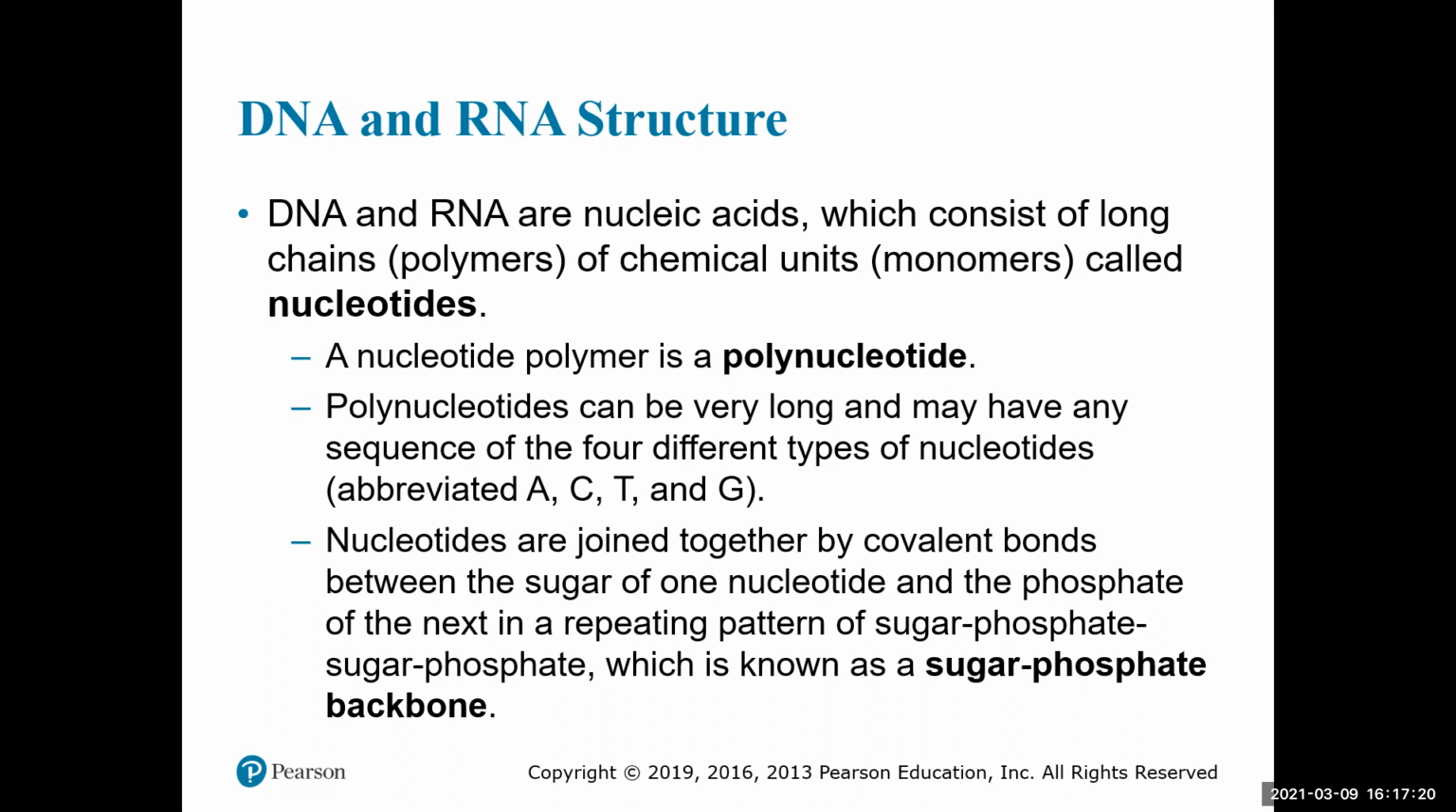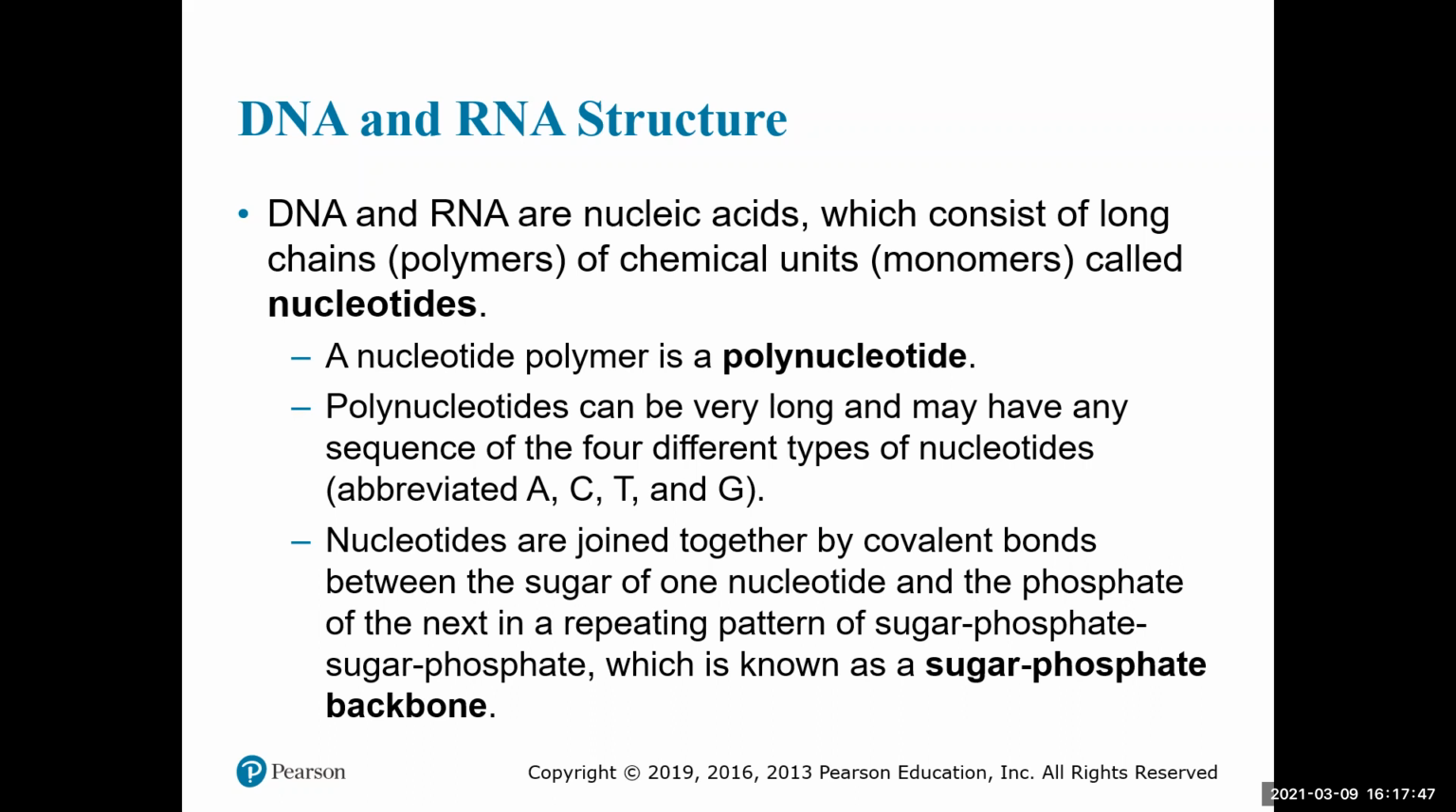Polynucleotides can be extremely long, and they can have any number of sequences of the four different types of nucleotides. So A, C, T, and G. So adenosine, cytosine, thymine, and guanine. And so you can have any order and any combination of those nucleotides in your polynucleotide.